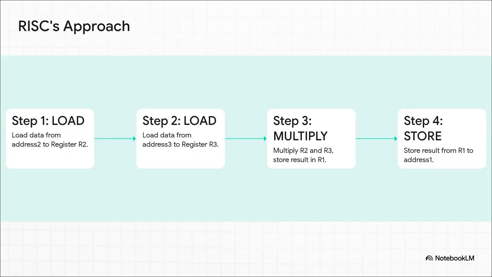So to do that exact same multiplication, a RISC processor has a totally different approach. It takes four separate instructions. First, it has two simple load commands to pull the numbers from memory into these little super fast storage spots on the chip called registers. Then, a multiply instruction works only on the data that's right there in those registers. And finally, a store instruction puts the result back into memory. Each step is dead simple.